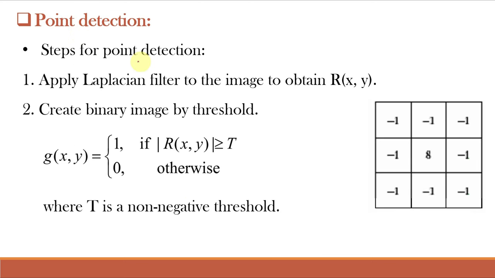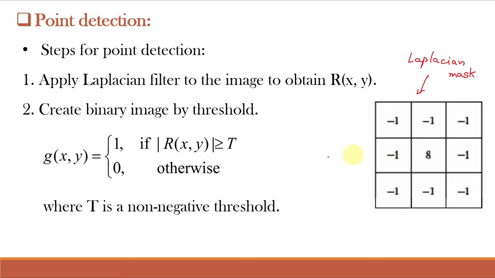So these are the steps for point detection. Apply the Laplacian filter or mask to the image to obtain R of x,y. So this is our Laplacian mask. After obtaining R of x,y, create a binary image by threshold. So our output G of x,y will be equal to 1 if R of x,y is greater than or equal to the threshold, or 0 otherwise. So here T is a non-negative threshold. We already know how to apply this filter mask to the image from our previous video classes.